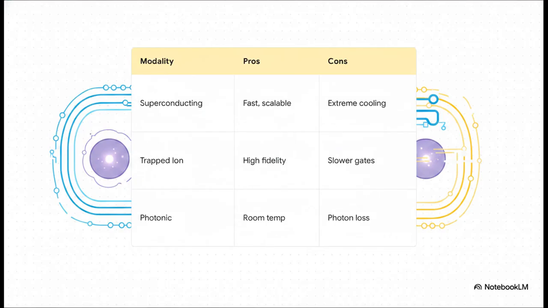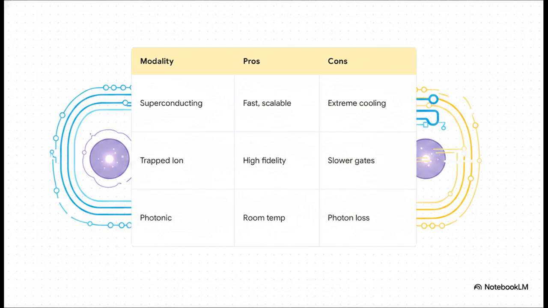Now, looking at the competitive landscape, there really isn't a single right way to build a qubit yet. You've got superconducting circuits favored by IBM and Google, super fast, but they need that extreme cooling we just mentioned, and they have pretty high error rates. Then there are trapped ion systems from companies like IonQ. They use atoms suspended in vacuums. Highly stable, great coherence, but a bit slower and harder to scale.